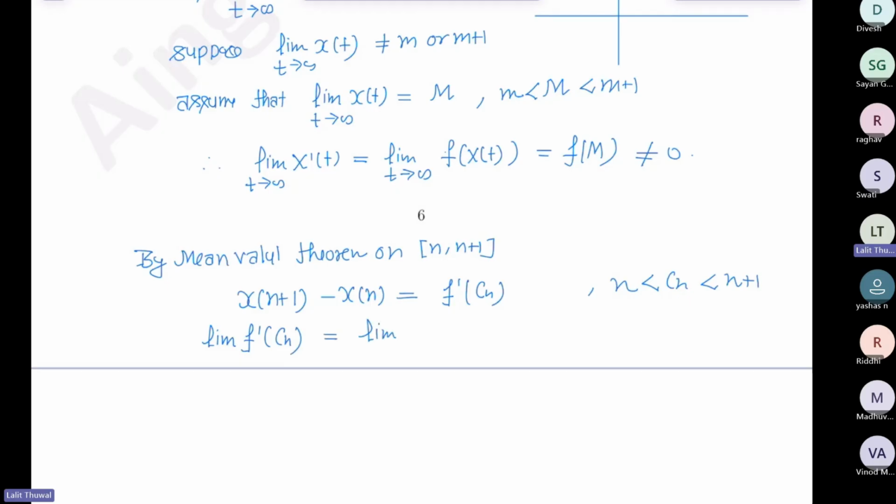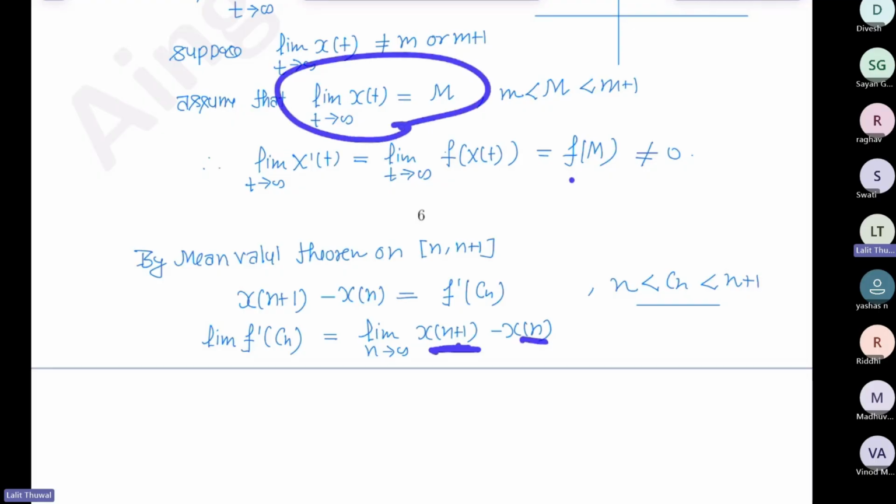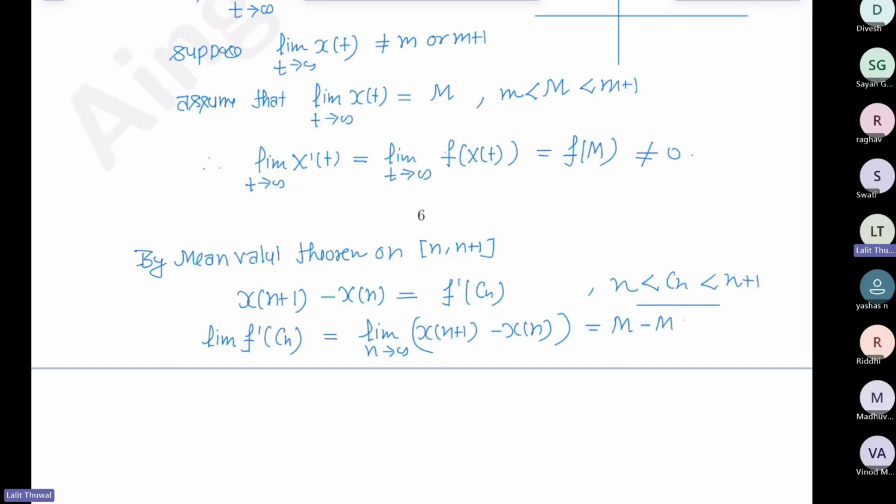we get limit n tending to infinity on the other side. So Cn also tends to infinity. See, from this, when n tends to infinity, Cn also tends to infinity. These both limits exist, right? Because we have assumed this. So both are equal to m. Yes or no? M minus m equal to 0.